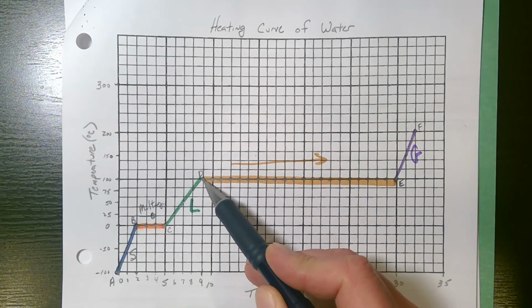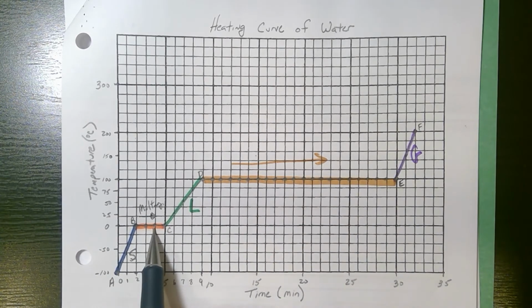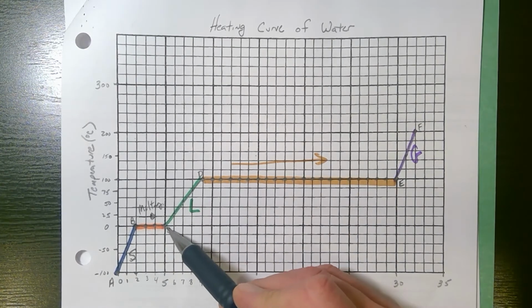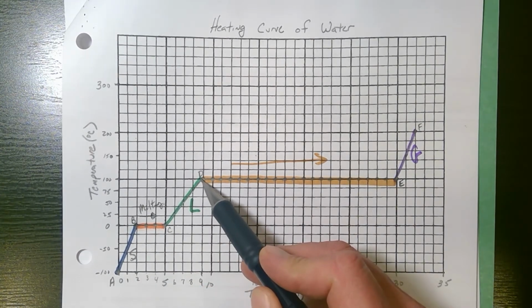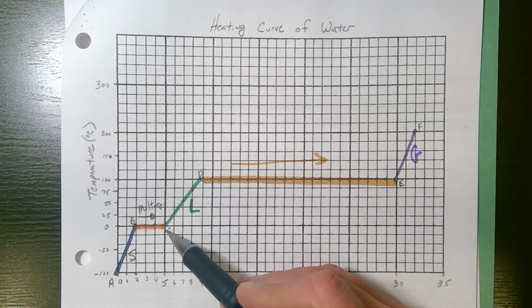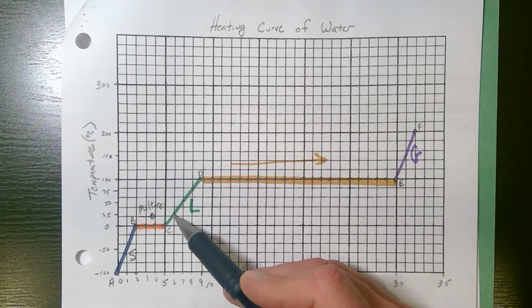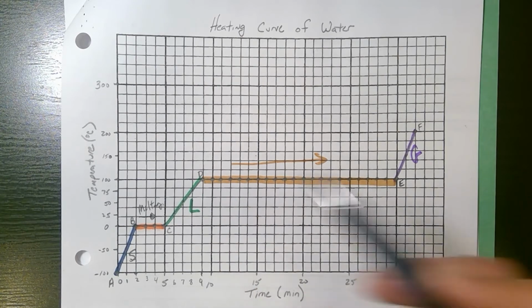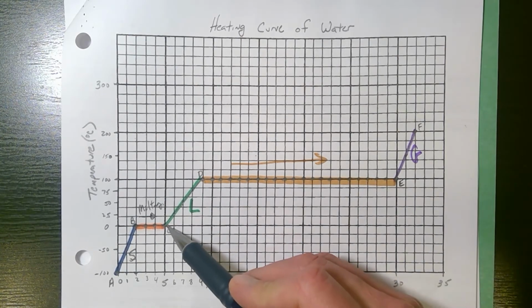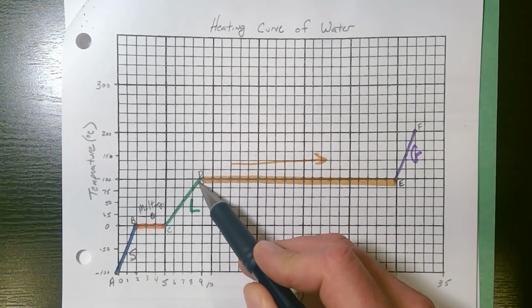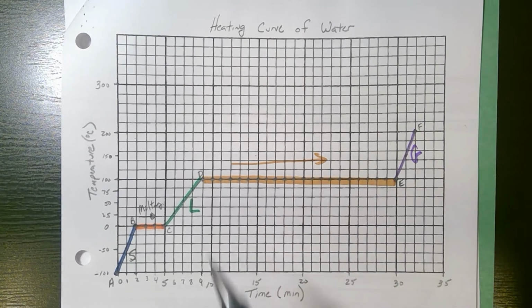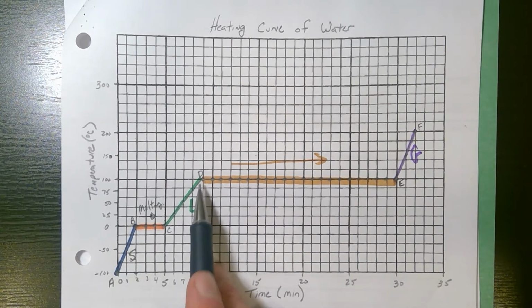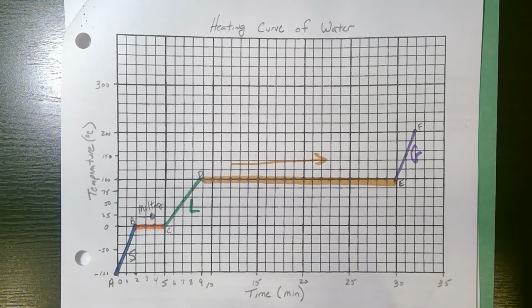C to D is liquid only. Okay, when it's a flat section, you have 2 phases, but on the angles, it's a single phase. So when water is between 0 and 100 degrees, it's liquid water. And you'll see you should have had 4 minutes of liquid water only.